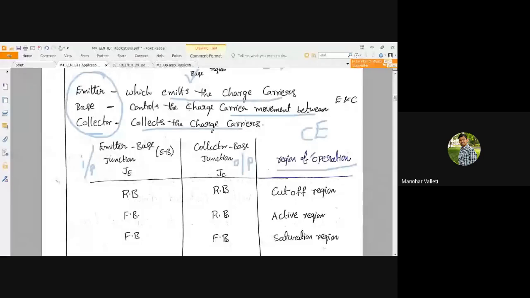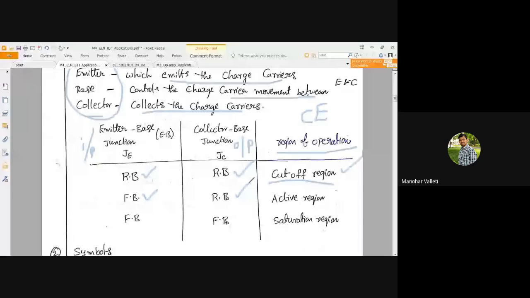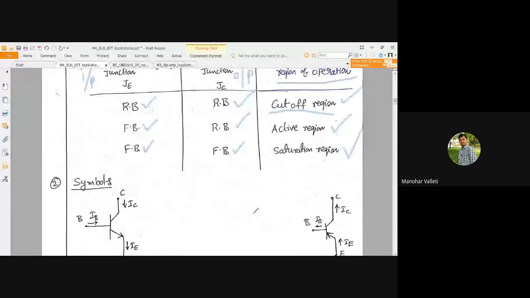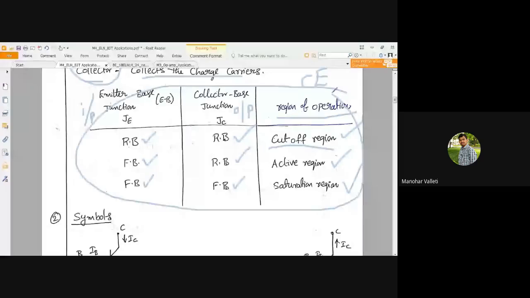If the JE junction is reverse biased and the JC junction is reverse biased, then we can say that it is operating in the cutoff region. When the JE junction is forward biased and the JC junction is reverse biased, then the transistor is operating in the active region. And if JE is forward biased and JC is forward biased, then it is operating in the saturation region. So these are the three different regions of operation of a BJT.